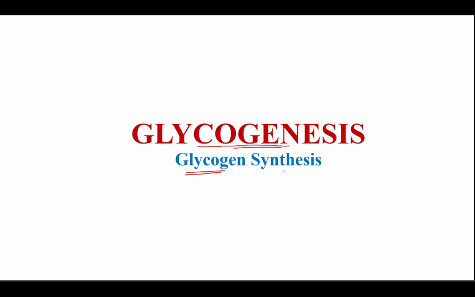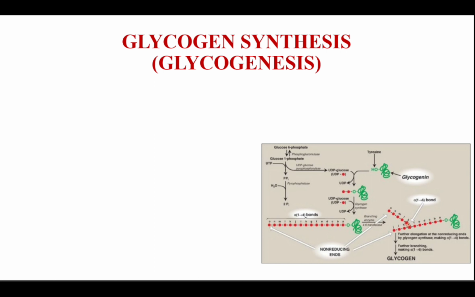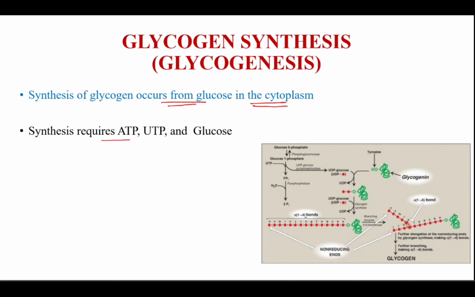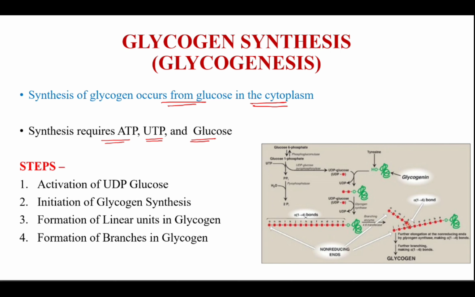Glycogenesis means glycogen synthesis. Glycogen synthesis occurs from glucose in the cytoplasm, and this synthesis requires ATP, UTP and glucose. The entire process of glycogen synthesis can be described in 4 steps. First is the activation of UDP glucose. Second is the initiation of glycogen synthesis. Third is the formation of linear units in the glycogen, and fourth is the formation of branches in the glycogen.